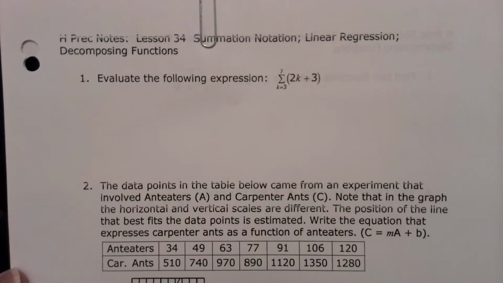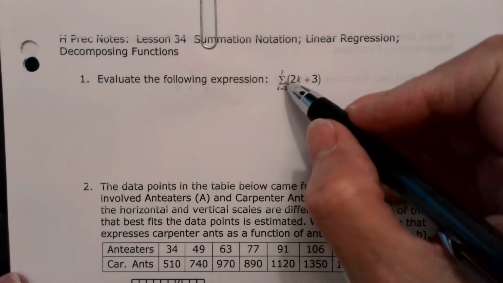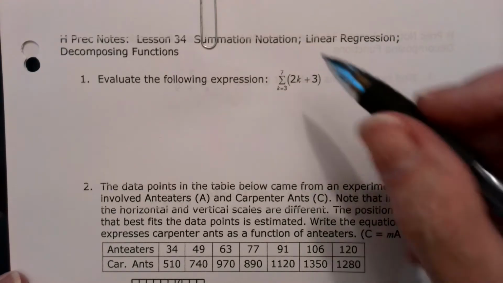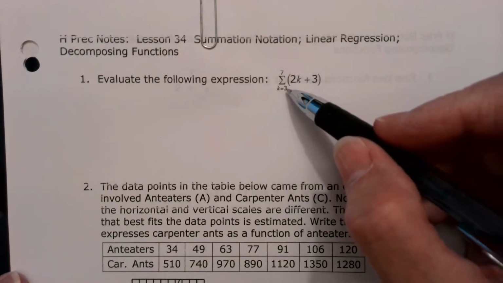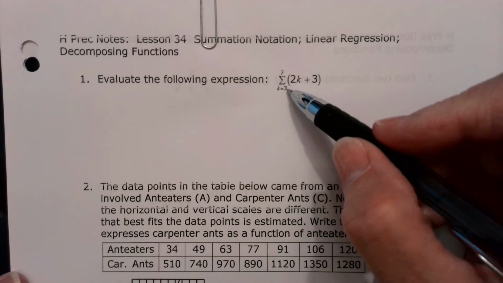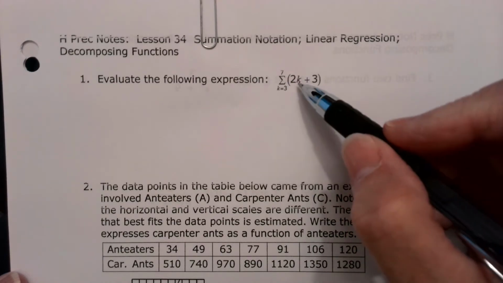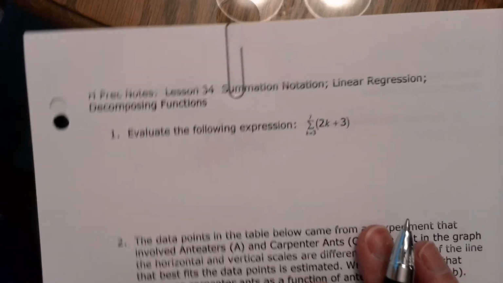Okay, lesson 34. First thing we're going to do is some summation notation. Anytime you see the summation sign, that's what that is. This means to use integers, begin at 3 and end at 7, and take them and plug them in here. Get the expression, and each one of those you're going to add together. So what does that mean?